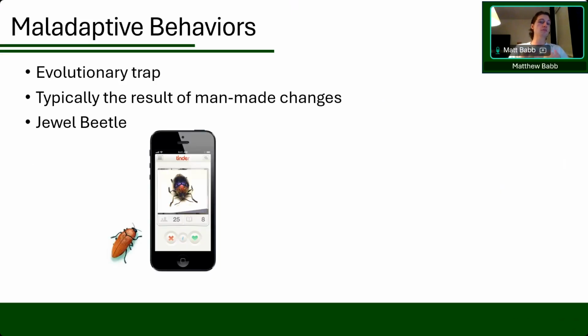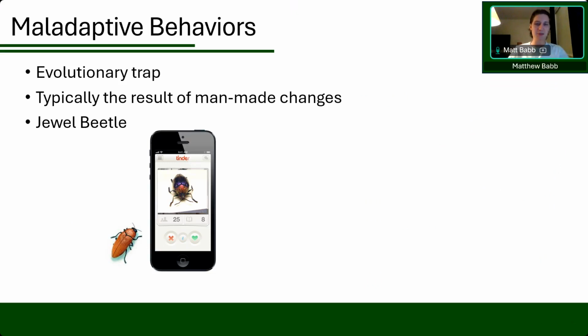Now, there are also maladaptive behaviors, or maladaptations, one might say, and they become maladaptive because of a changing environment. Maladaptations are likely to occur when man-made changes cause unnatural scenarios to suddenly become common. Basically, a behavior that was beneficial becomes harmful due to the environmental changes. We refer to this situation as the evolutionary trap.